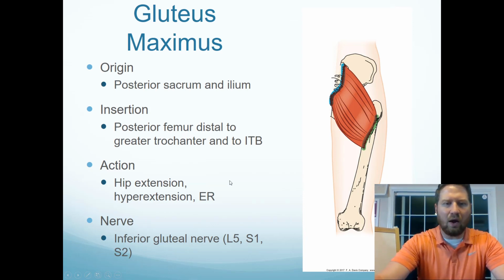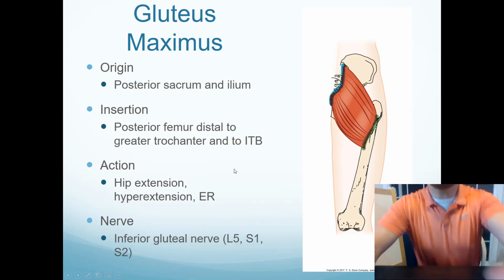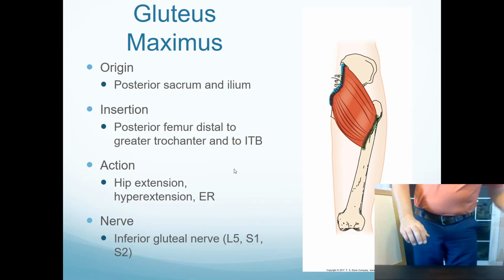But the outlier is going to be hip external rotation. You can also add in here hip abduction or hip stability through the use of the IT band. Don't forget that it inserts onto the IT band. That's very important and is often overlooked.